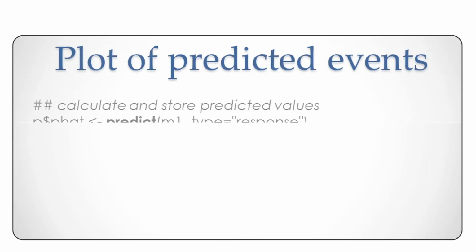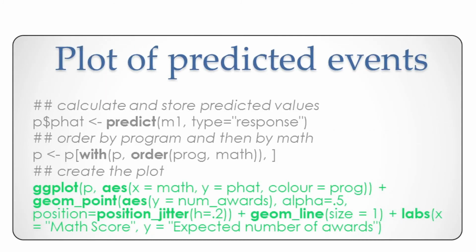We could also do a plot of the predicted events. As before, we do it using the ggplot command and the syntax given on the lower part of this slide. And the graph indicates that the most awards are predicted for those in the academic program, especially if the student has a high math score. The lowest number of predicted awards is for those students in the general program, which is program equal to 1.